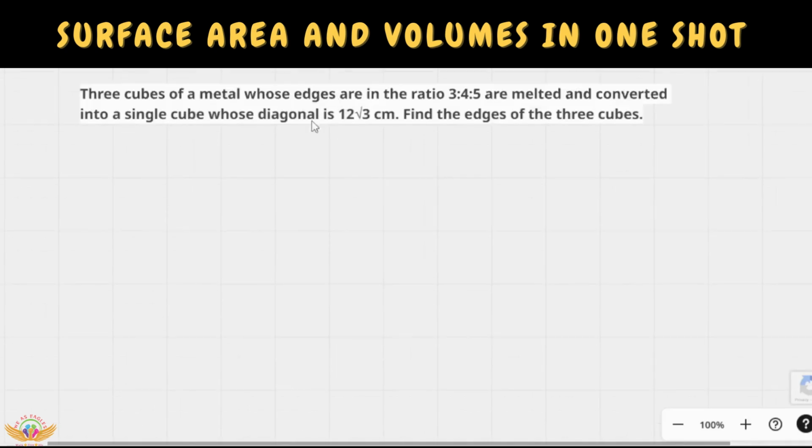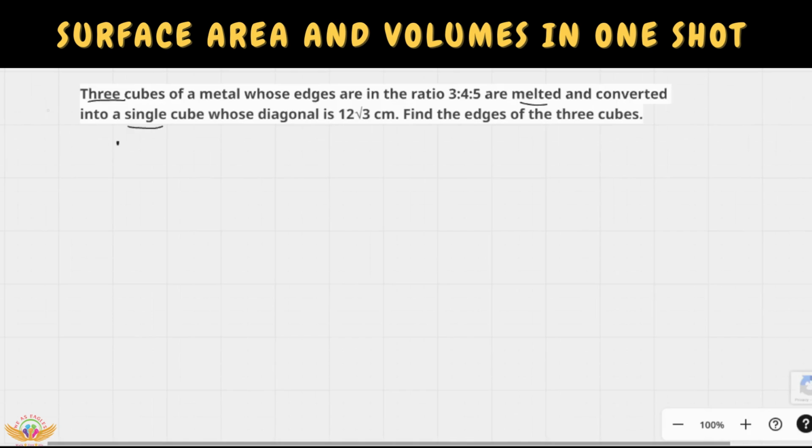Yeah, 3 cubes of a metal. There are total how many cubes? 3 cubes are there, of a metal whose edges are in the ratio 3:4:5, and they are melted and converted into a single cube whose diagonal is 12 root 3. Find the edges of the 3 cubes. If they give one edge, all sides are equal for a cube, right? They gave the ratio actually, and they are telling there are 3 cubes.